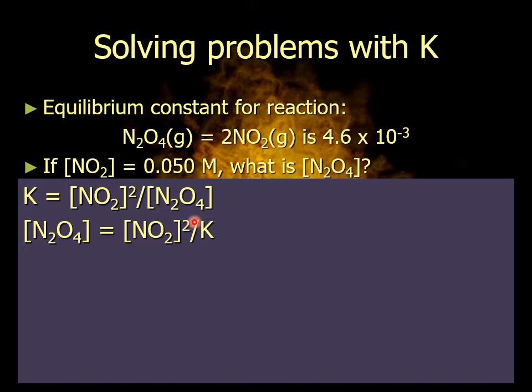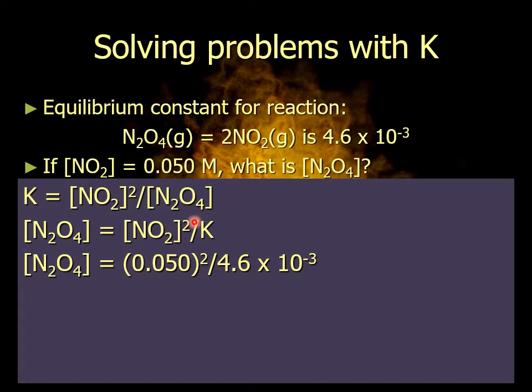Now I'm going to put the numbers in. So NO2 is 0.050 raised to the power 2 divided by the value of K, which is 4.6 times 10 to the minus 3. Sub in, and I get 0.54. So that's a very typical example of a problem, a numerical problem involving K, solving to find one of the components given the values of all the others.